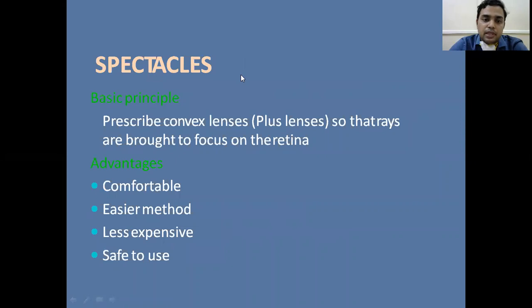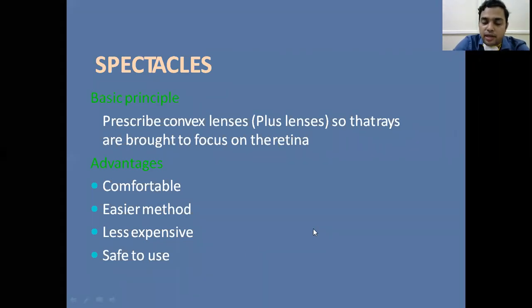And spectacles: while prescribing spectacles, what lens do we give to hypermetropes? We give convex lenses. So we give plus lenses, so the rays are brought to focus onto the retina. By giving the convex lenses, we increase the converging power of the cornea and lens, and thereby we help in converging the light rays, and that leads to finally focusing the light rays onto the retina.